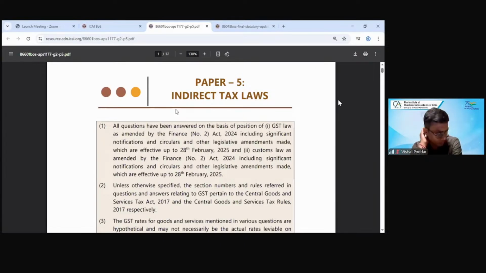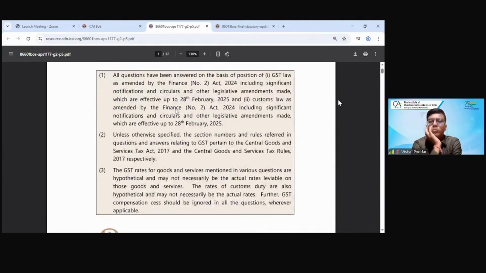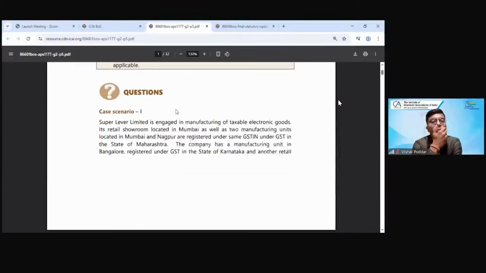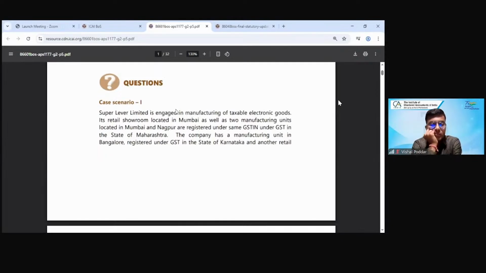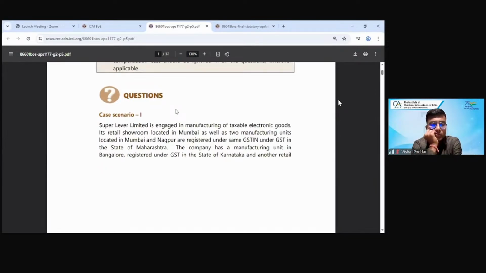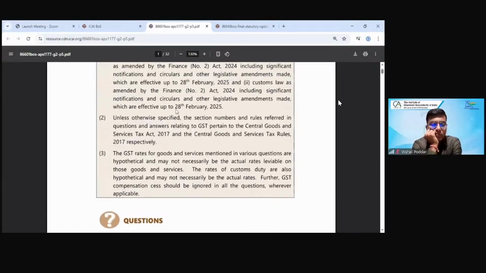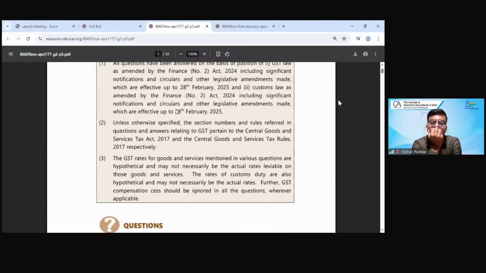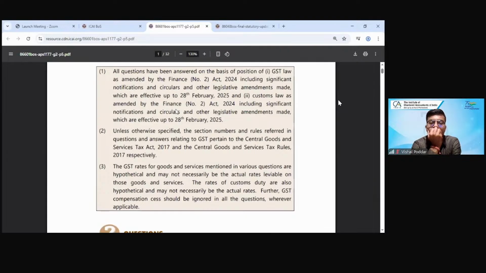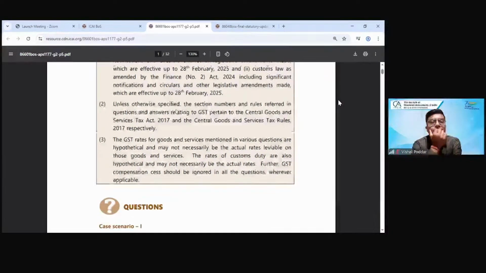In fact, when you are going through the study material, the amendments made by the Finance (No. 2) Act 2024, which became effective from 1st November, all of you know they have been given at the end of the chapter because they were not relevant for the May 25 examination. Now, for the September 2025 examination, they become relevant, because for September the amendments made till 28th February 2025 are relevant, and all these amendments which became effective from 1st November 2024 will be applicable for the September 2025 examination.